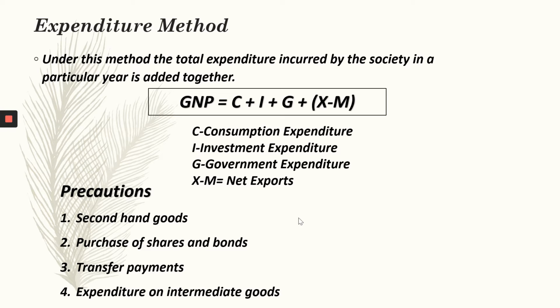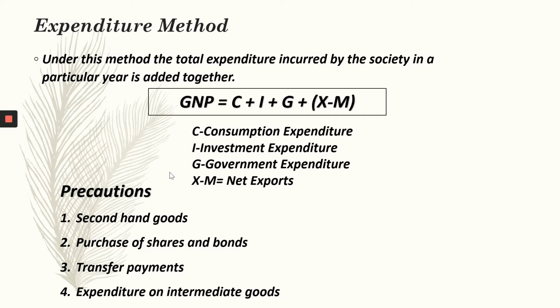What is C? C is consumption expenditure. I is investment expenditure. G is government expenditure, and X minus M is equal to net export. X is exports and M is imports. So this is national income calculated from the expenditure.